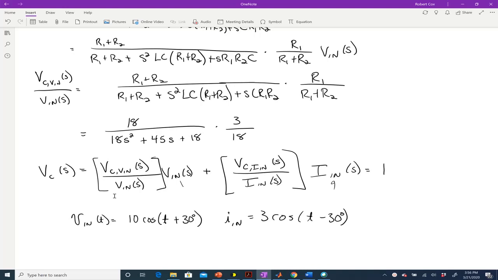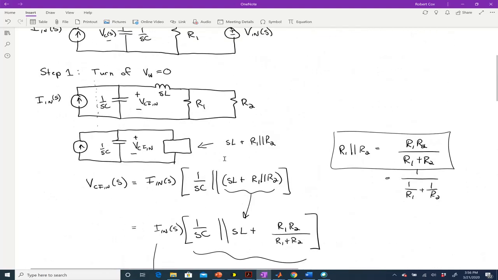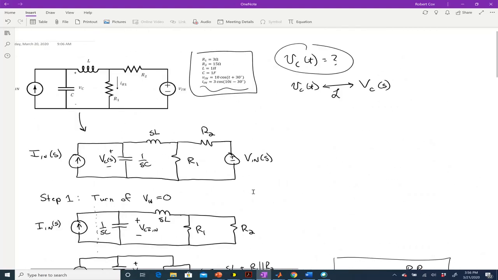So let's just write this as h1 Vn of s plus h2 In of s. And to be clear, I should probably say h1 of s, because h1 and h2 are also functions of s, like this. Okay. Now, if I want to figure out what the time domain waveform is, what I've just solved for here is the transform of the time domain waveform. Our goal, as we wrote at the very beginning, was to figure out what is V sub c.